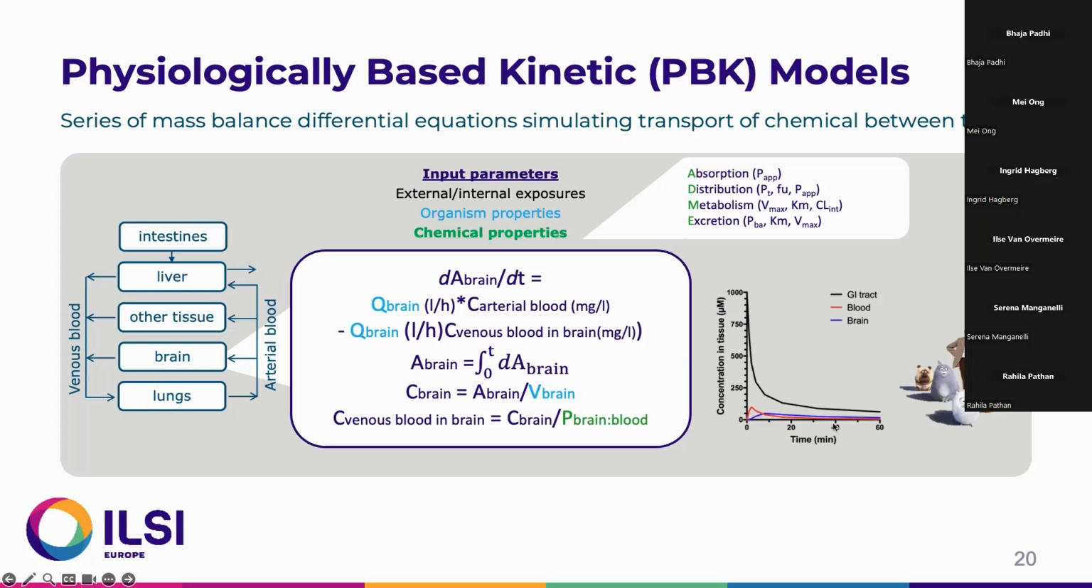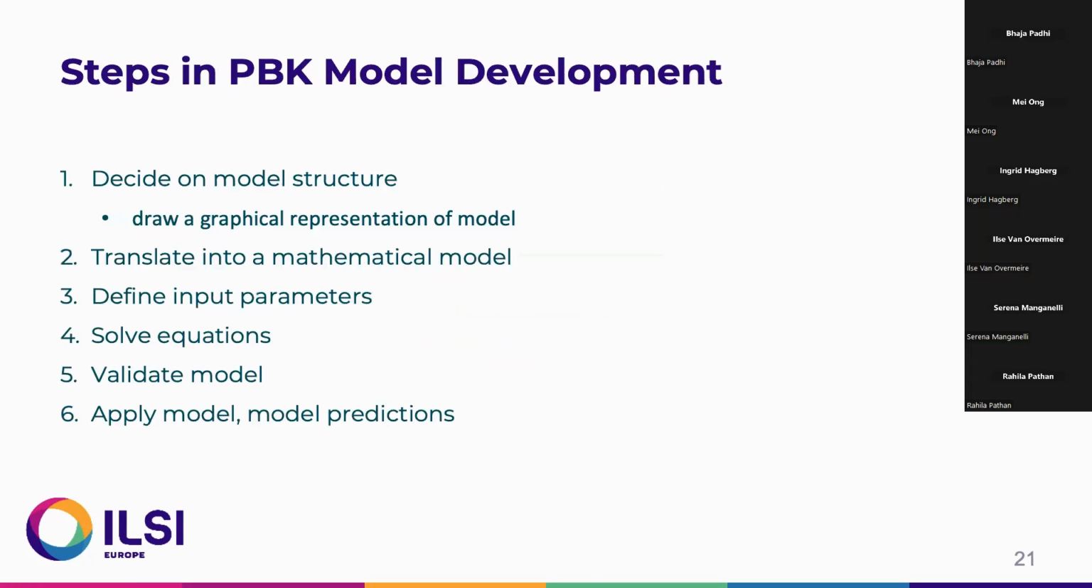And the neat thing is, because it's physiologically based, you can, in theory, make any type of animal or individual that you may like and that you have data for. So when you make these PBPK models, they really consist of what I say are 6 steps.